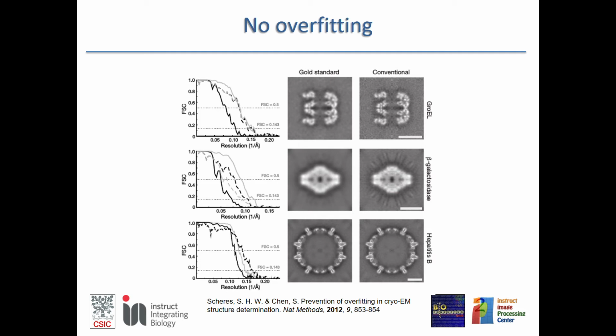And something else that you should look at is that there is no overfitting. Overfitting is a very well-known effect in the field. Sometimes you see artifacts that do not belong to your structure. So that is overfitting. Actually it is not model bias, but map bias, if you want.